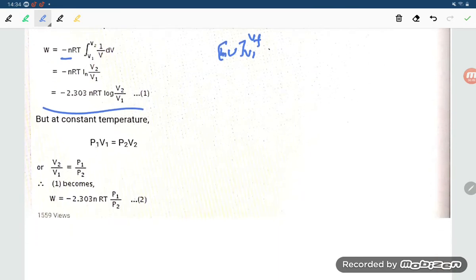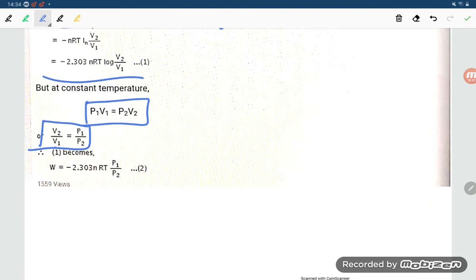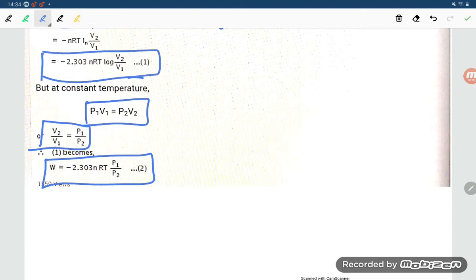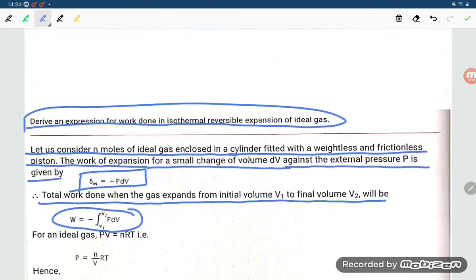Now at constant temperature P1 V1 is equal to P2 V2. So in this expression, V2 upon V1 is equal to P1 upon P2. So W is equal to minus 2.303 nRT log P1 upon P2. This expression. Okay. So this is very simple, student.